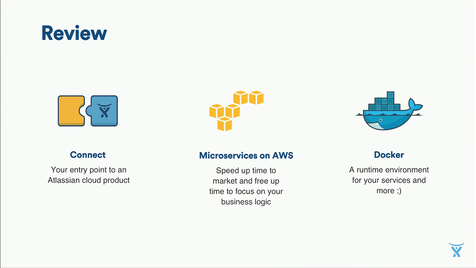So we're getting towards the end of my talk. We've seen that with Connect, you get a transparent entry point to all of Atlassian's cloud products. With microservices and AWS, you can accelerate your development by not having to focus too much on where it is running and can focus on your integration's business logic. And with Docker, you can see how you can use it to speed up your own development, how to easily share development environments, and how to run it at scale in a secure manner.